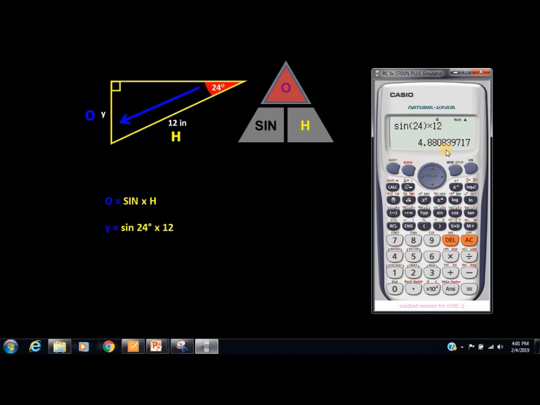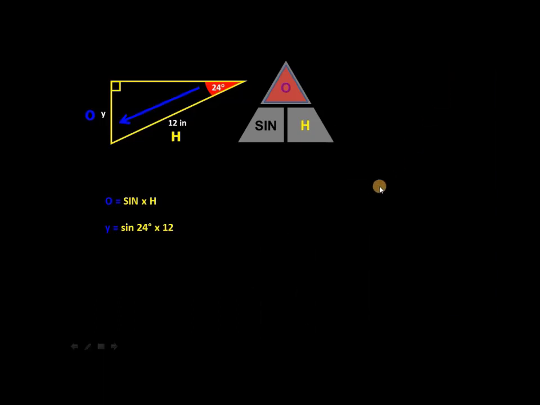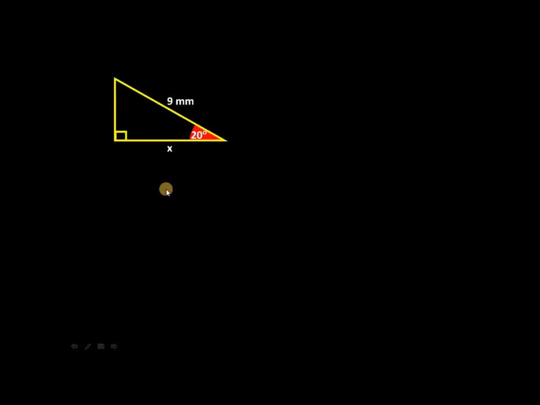Now this is the full answer, but we only want one decimal place, so we go shift, set up, fix is to cut it, so we go 6 and then fix to one decimal place, and the answer there is 4.9. So we have Y is equal to 4.9 inches, don't forget the unit, one decimal place.